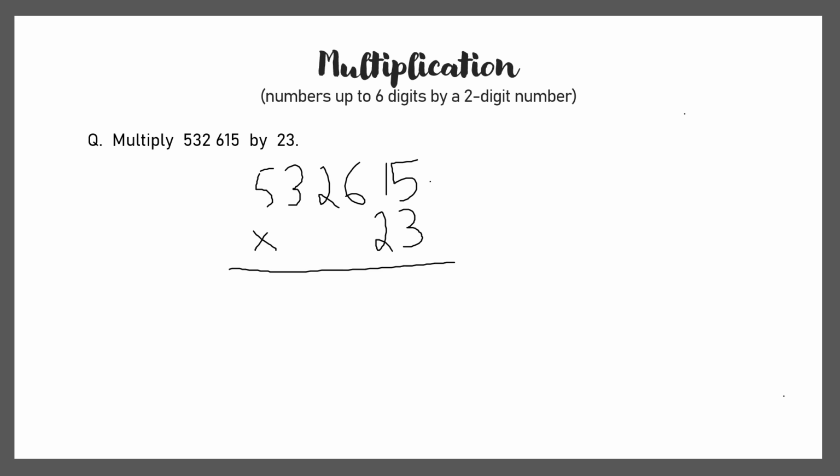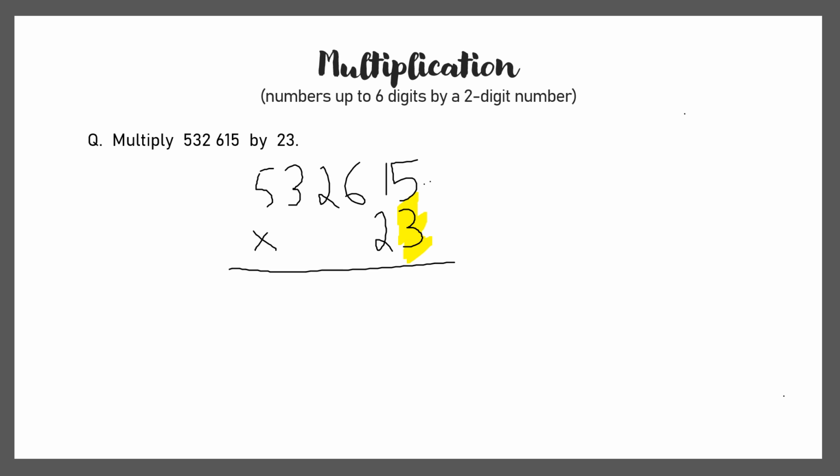Okay, this is a two-step multiplication because we are multiplying by a two-digit number. So in the first step we will only multiply with this 3. Because there are two digits, this is a two-step multiplication. You will just ignore this number 2 and we will only multiply with 3 in the first step.